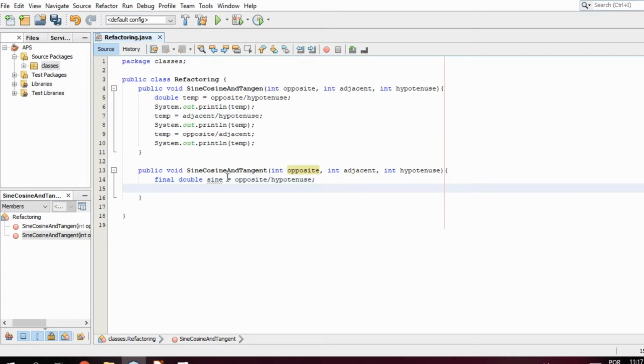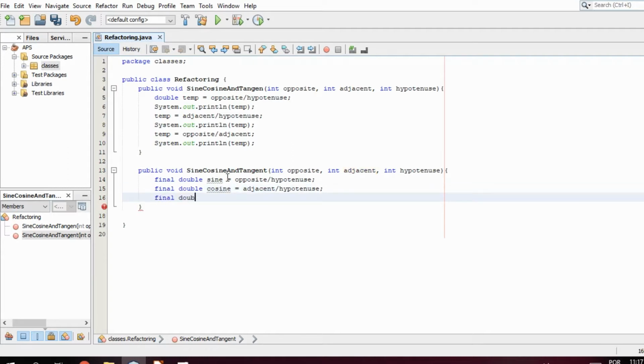Okay, we're gonna do the same for our following formulas. The second one stands for cosine, adjacent slash hypotenuse, and the final one, double tangent, stands for tangent. It's opposite slash adjacent.